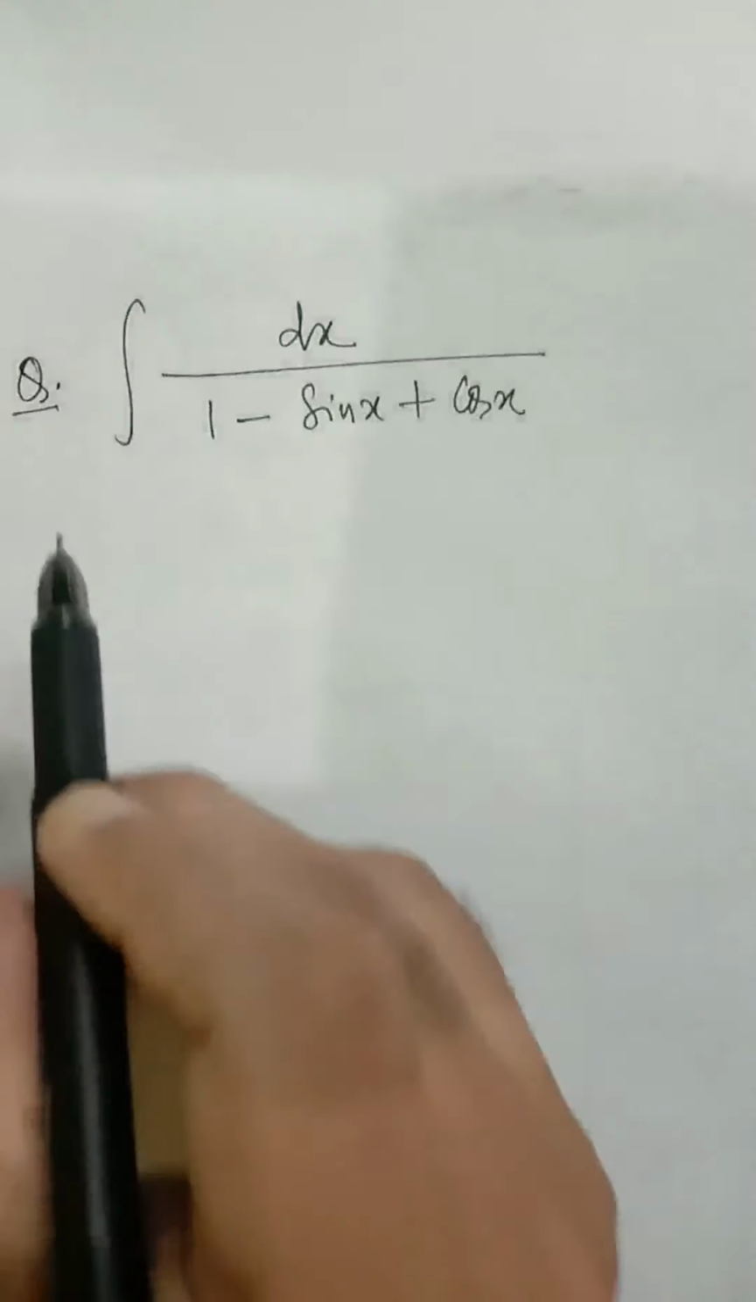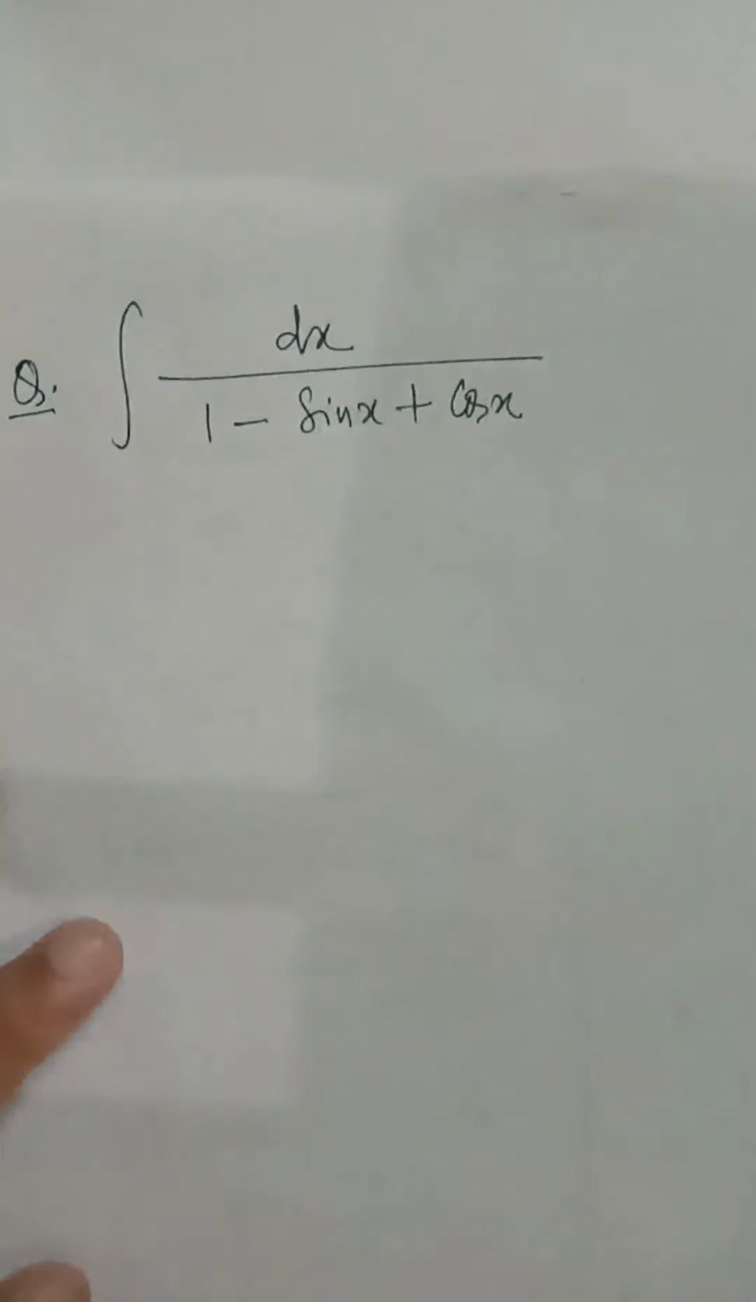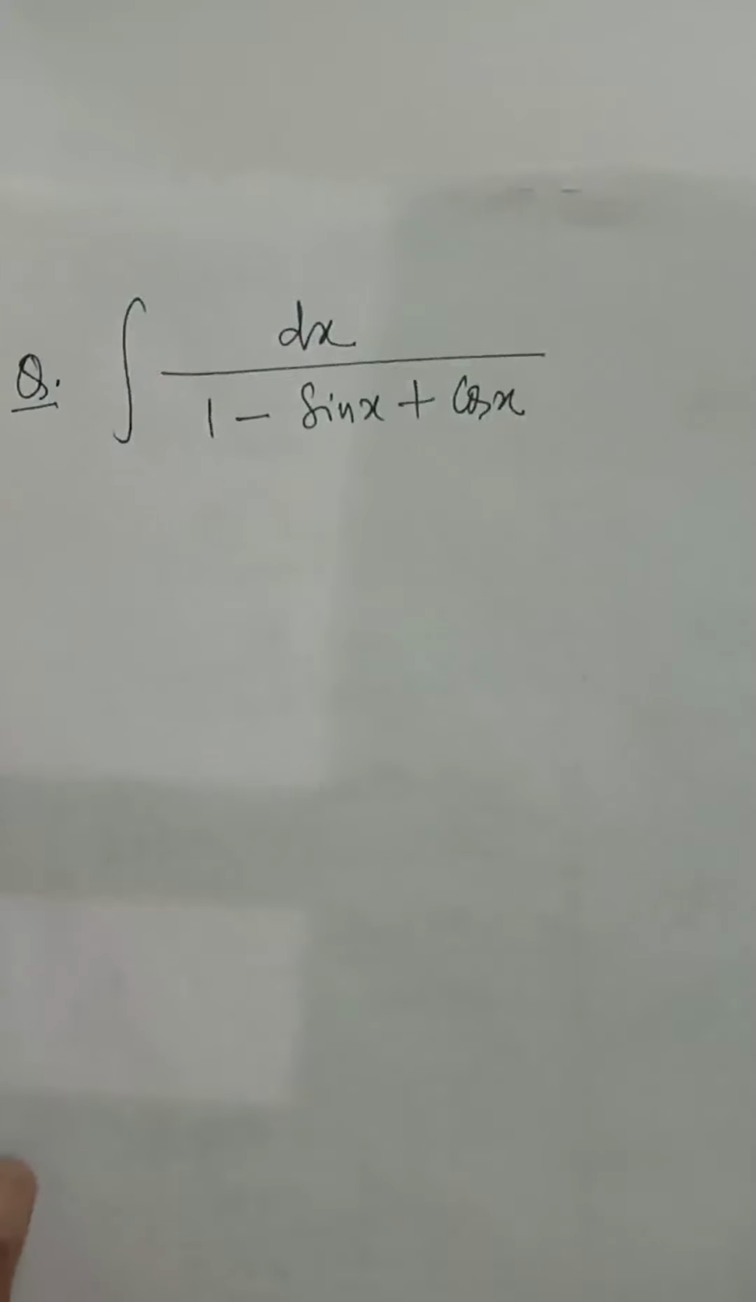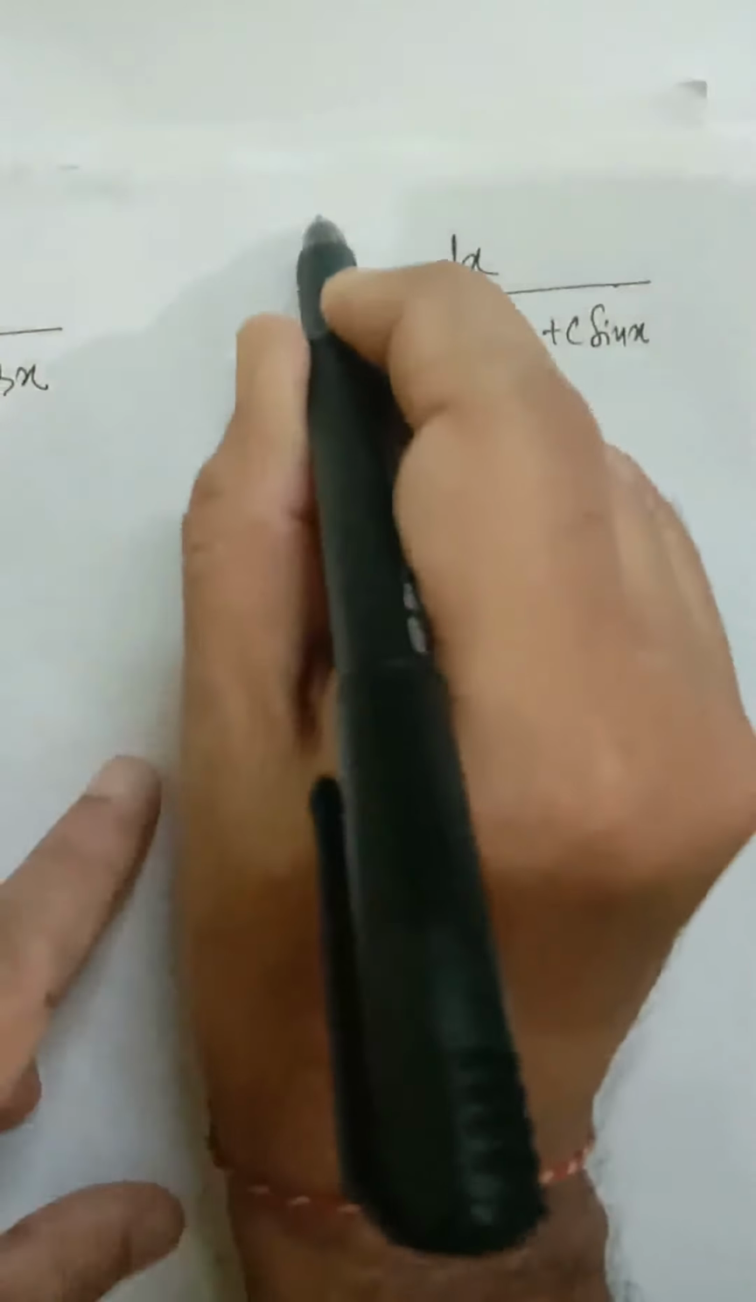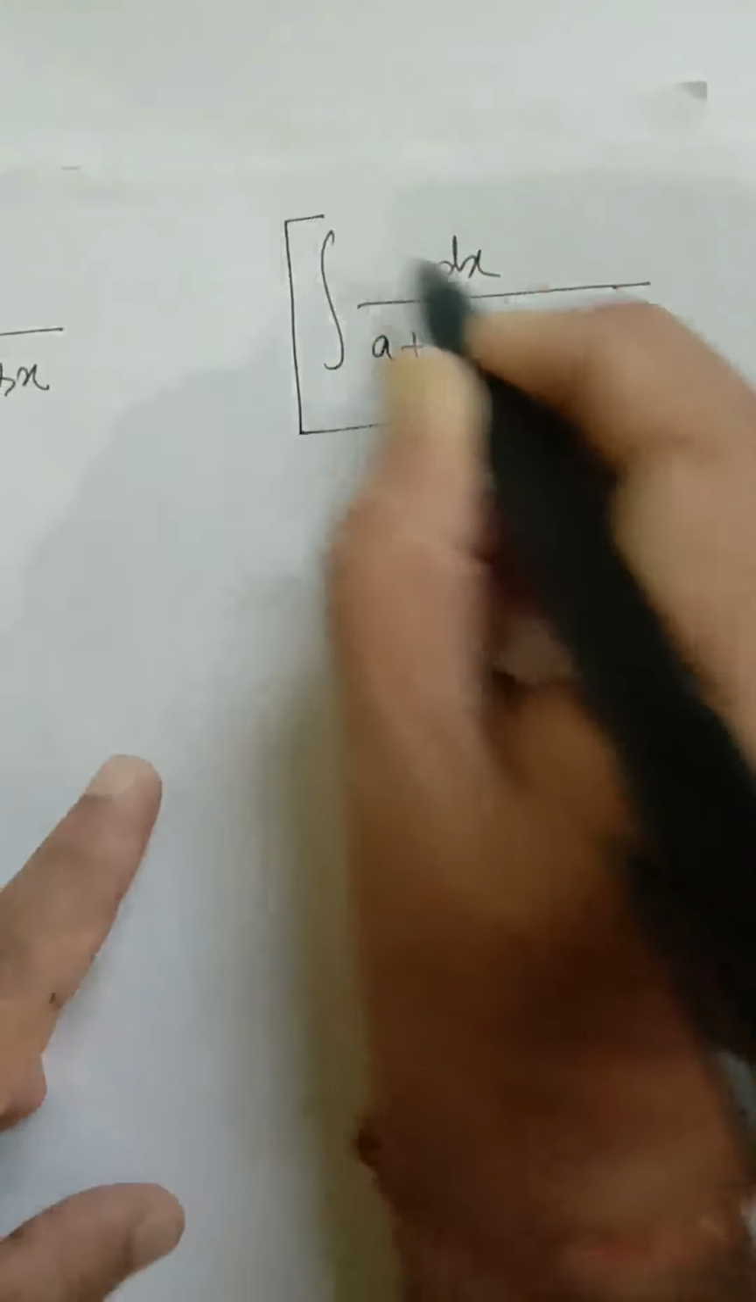Next question is to integrate dx by 1 minus sin x plus cos x. Now this integral is of the form dx by a plus b cos x plus c sin x.